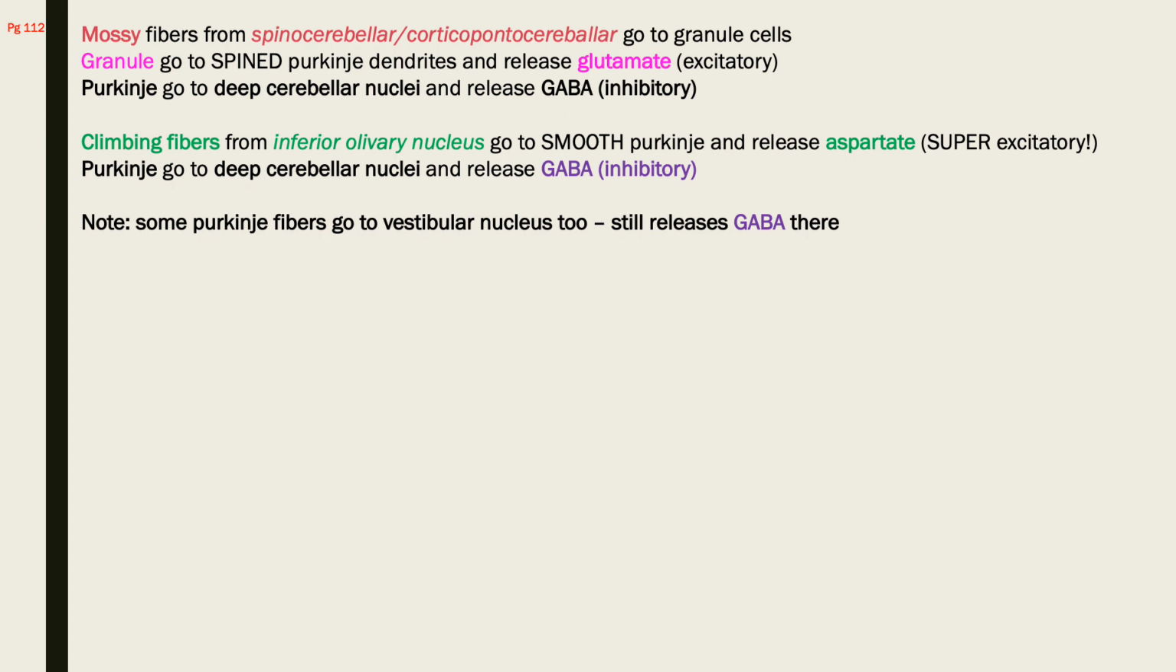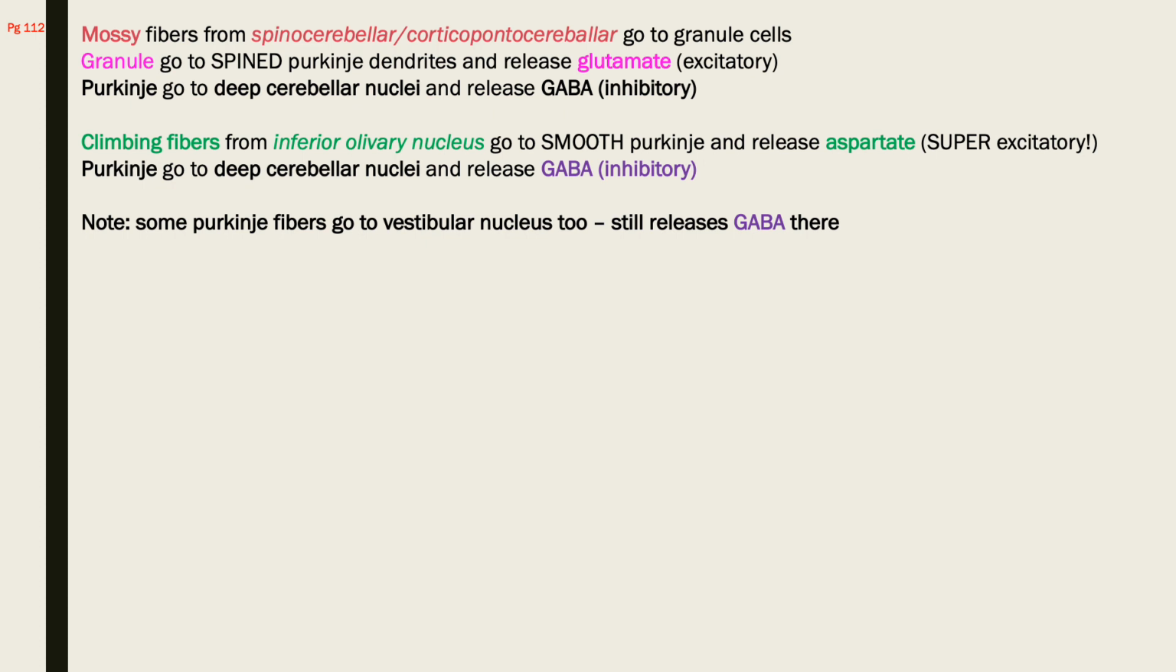If you know the order and you study that, then questions like where do Purkinje cells go will be super easy. Purkinje always goes to the deep cerebellar nuclei, and that's listed through page 112. I'm not going to read through that, but you guys should do it yourselves. I put pretty much everything on this page that you need to know.